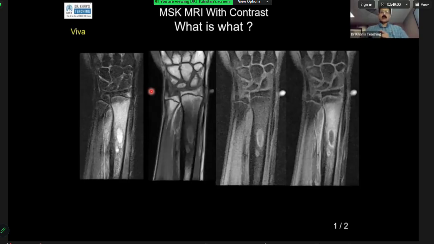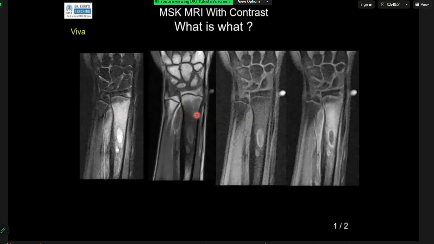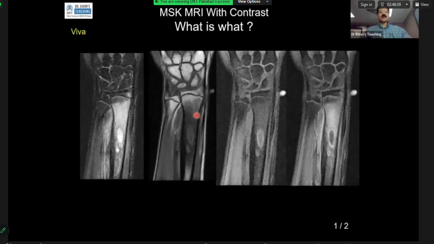Now, so till now, what do you think is your conclusion? I feel this is a non-aggressive lesion, and my differentials will include potentially a non-ossifying fibroma or possibly a simple bone cyst. So, non-aggressive lesion. Okay, we'll come back to this.